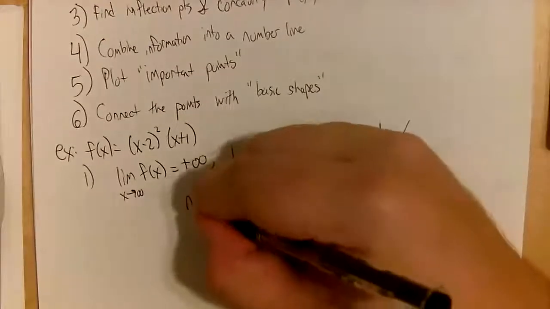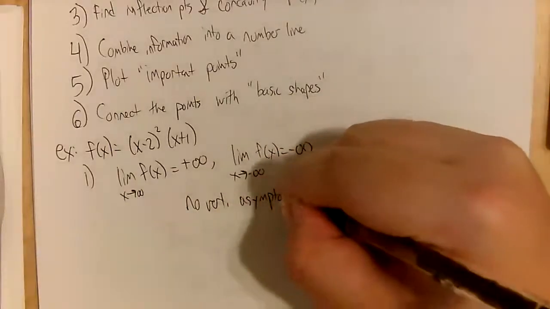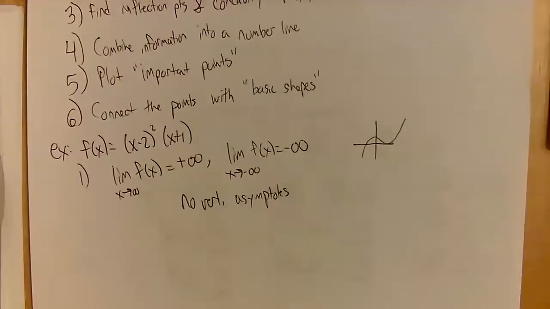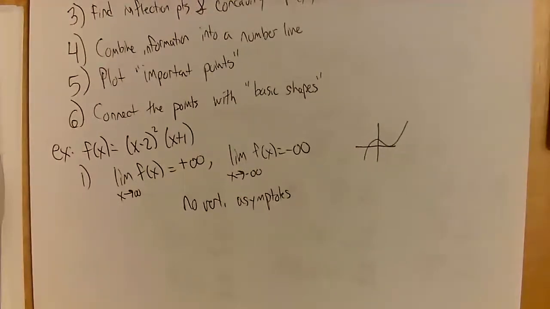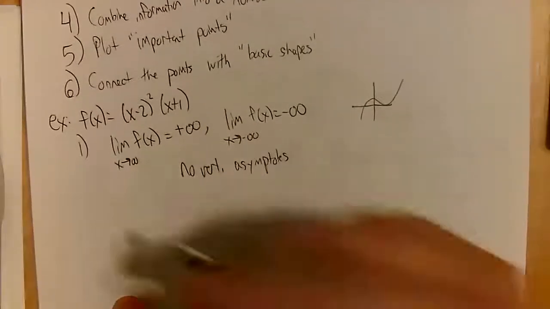And then we also have no vertical asymptotes because we're not dividing by 0, or we don't have log of 0 or tangent of pi over 2 or anything else that can give us a vertical asymptote. And in fact, that will never happen for a polynomial. So this function doesn't have any asymptotes whatsoever.